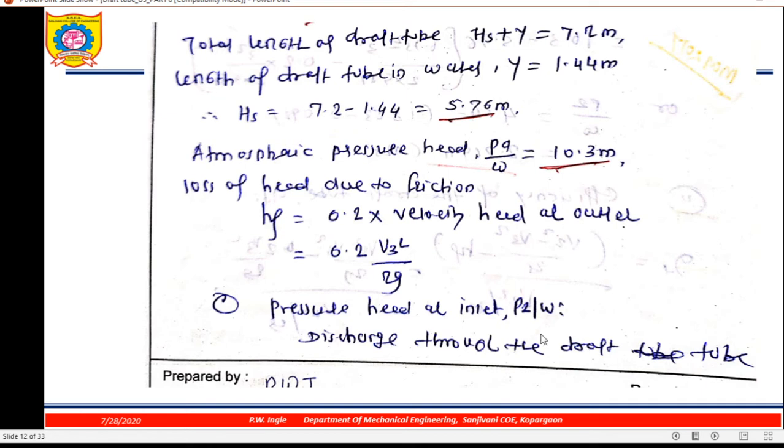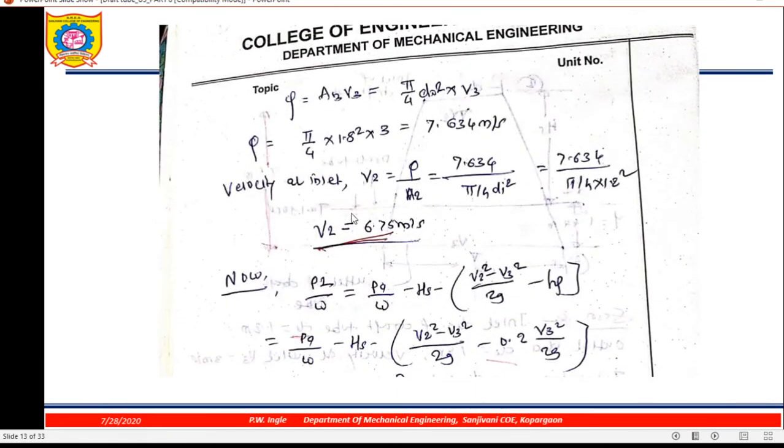I will calculate pressure head at inlet, that is P2 by W. Now what is Q? It is A3 into V3, so pi by 4 Do square, area at 3. It is pi by 4 into diameter at outlet of draft tube into V3. So Q is pi by 4, 1.8 square into 3. So Q you are getting here. By calculating Q, you can calculate V. Q is A into V, so V2 equals Q upon A2. So you will get V2.